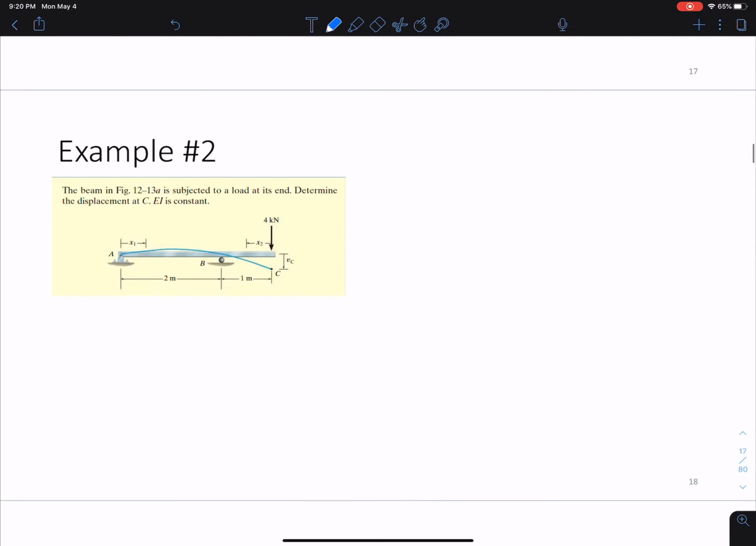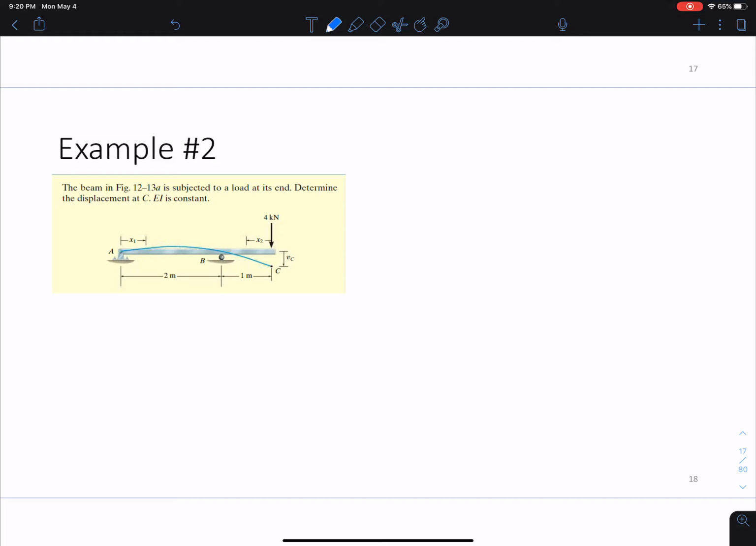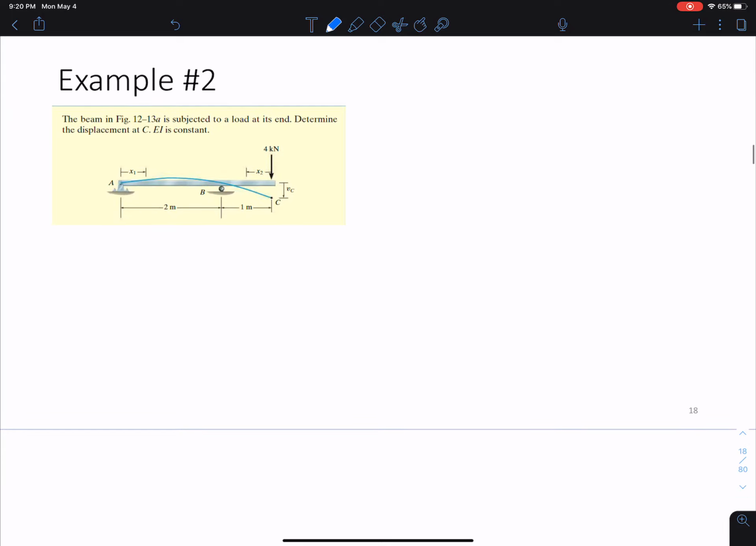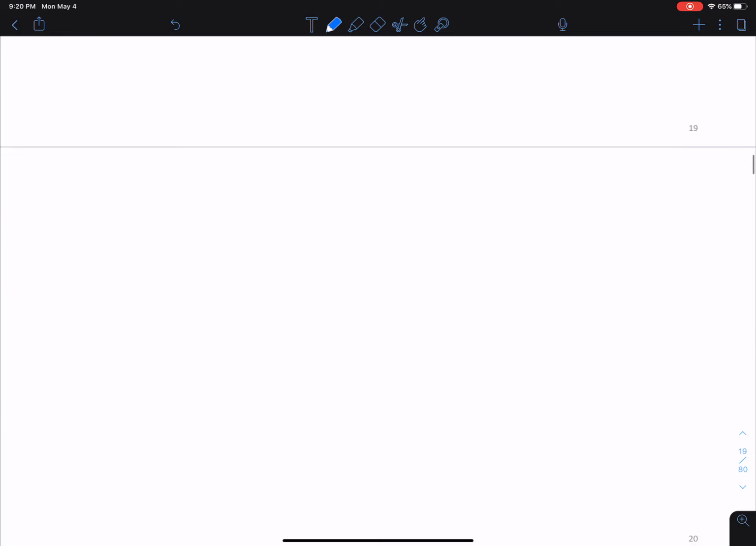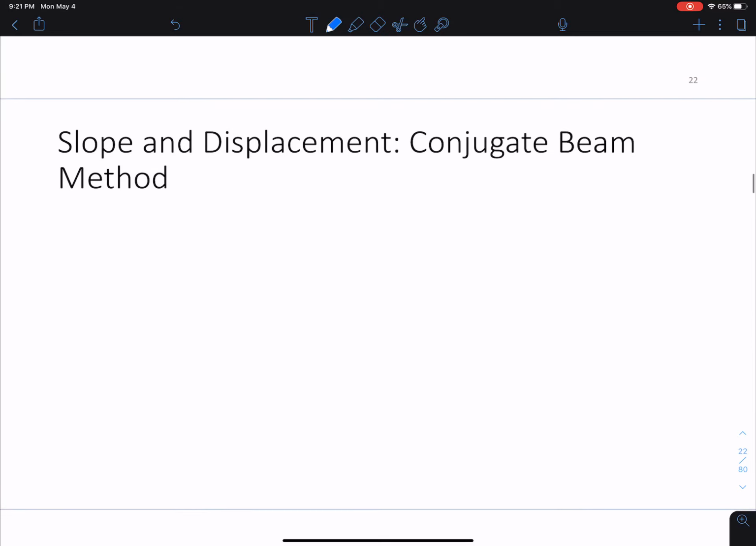Okay, so example 2, you're using the same method and applying it to solving for the displacement deflection. I'm not going to go through this and solve it because it's like the first one, but you guys can try this one on your own and make sure that you get it. We're kind of going to move forward to the conjugate beam method now.